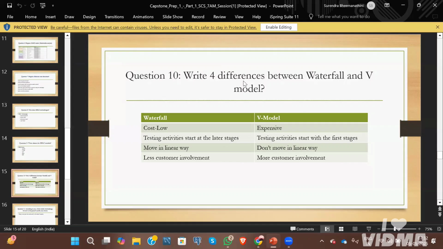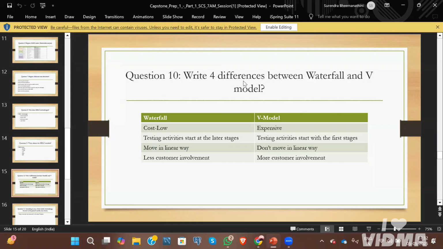V model will work in a V shape. In a V shape we have a right side line and a left side line, right? On the left side we will have the development phase, and on the right side we will have the testing phase. Whatever components or modules we are developing will be tested in parallel and then approved. That's why we call it a V model. So it will go in a parallel way.